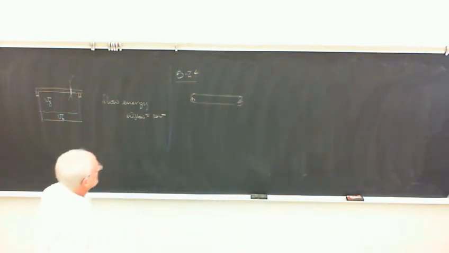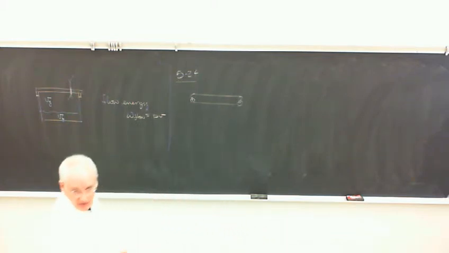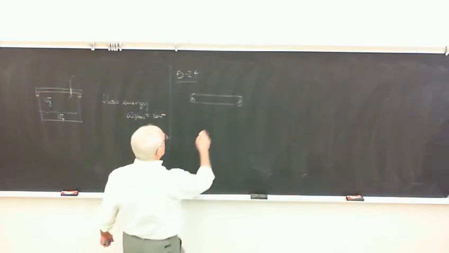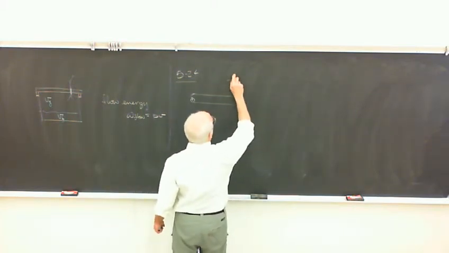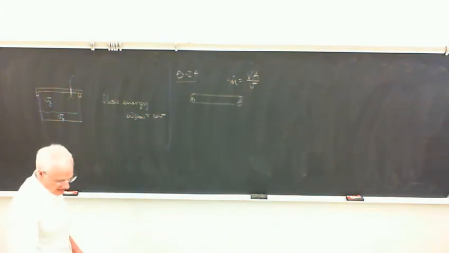So, in 24, you just have airflow in a pipe, and you're supposed to determine the diameter of the pipe. Well, that's not a big deal. You're given the mass flow rate and the conditions of the fluid stream itself, so you can just do m dot equals VA over v. Keeping your V's straight if you can.